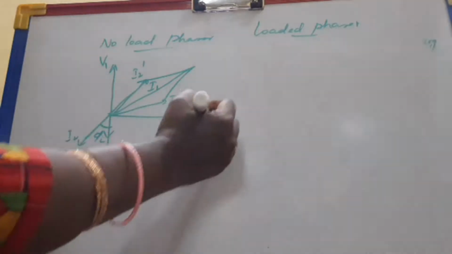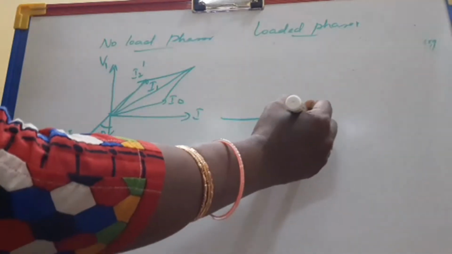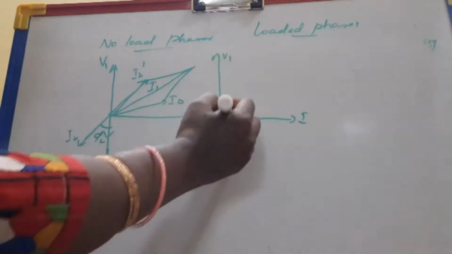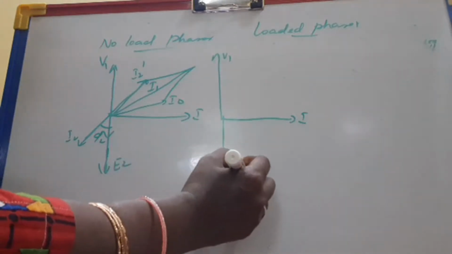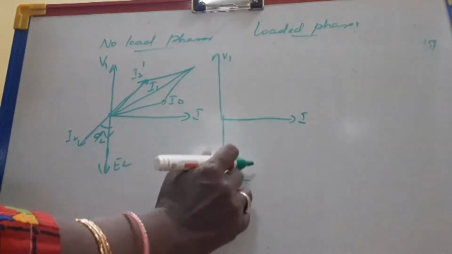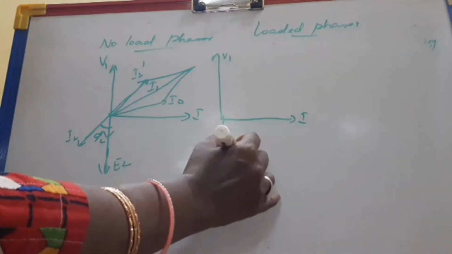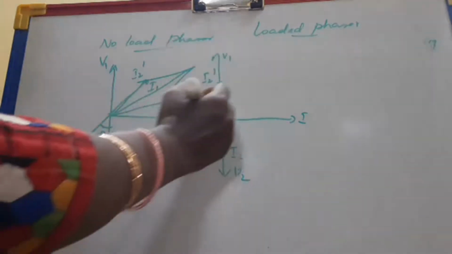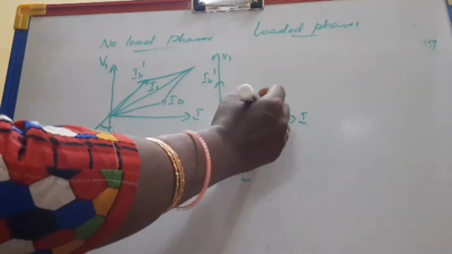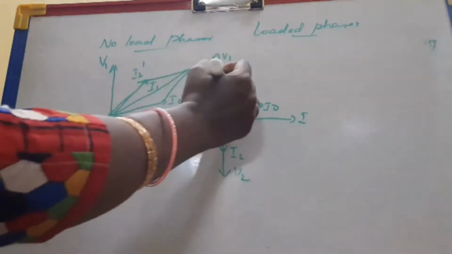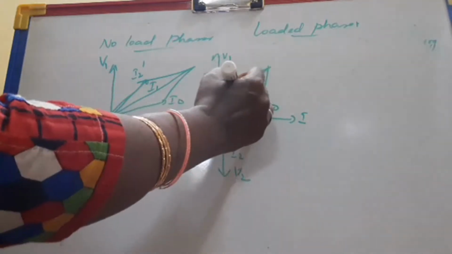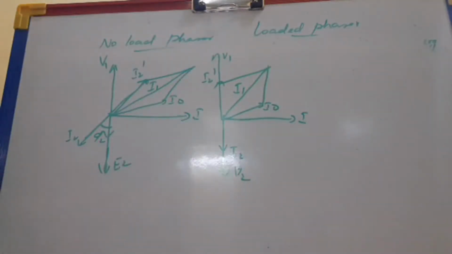If it is a resistive load, we can take I as the reference. V1 is the perpendicular voltage and V2 is the induced EMF. I2 will be in phase with V2. I2 dash you extend into the primary side, and you draw I0, the no load current. Draw the parallelogram and identify the resultant, this I1. Similarly, we can draw the loaded phasor diagram.